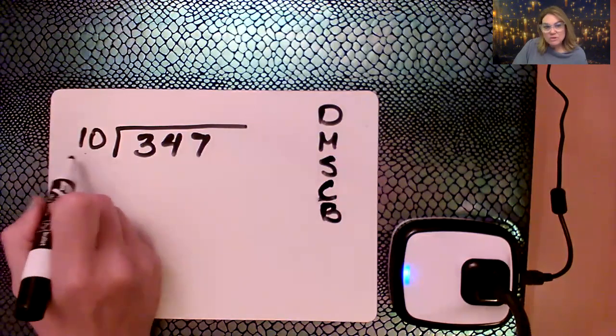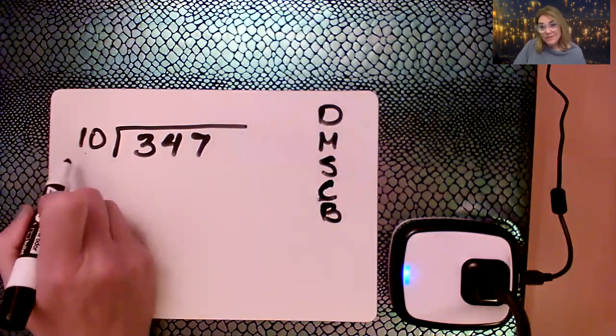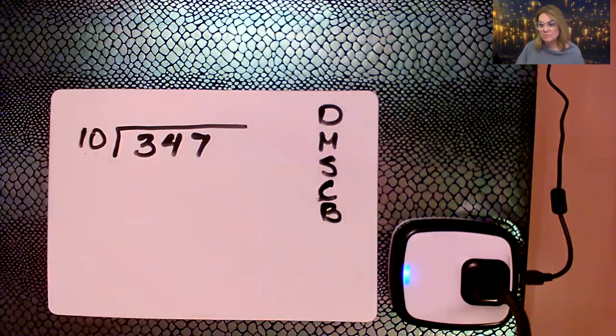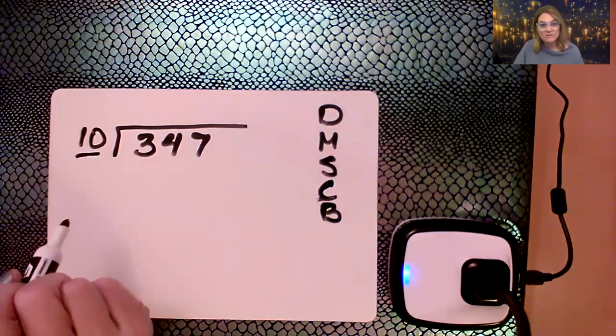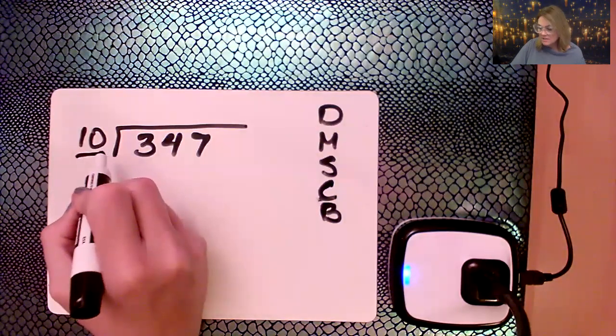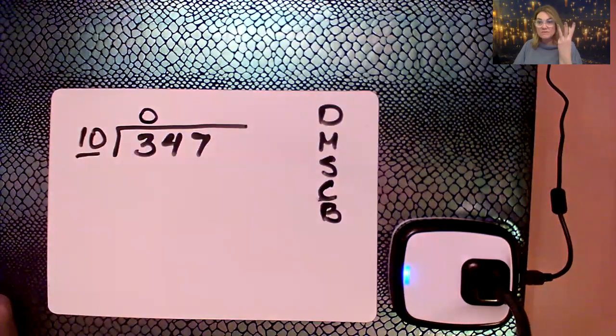Okay, so when you have a one-digit number over here, you know how to do it. Well, if you know how to do it with one digit, you know how to do it with two. It's the same exact premise. So here you have 10. The first thing you do is divide. So you ask yourself, how many times can 10 go into 3? 10 cannot go into 3. You can't give somebody 10 things if you only have 3 of them.